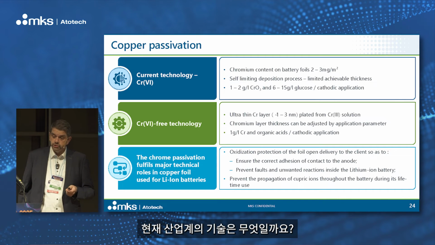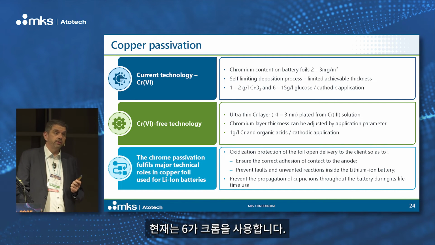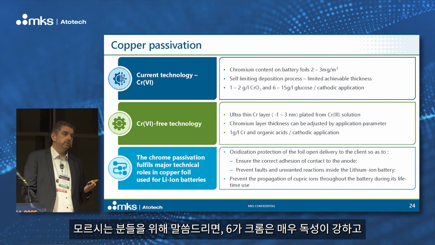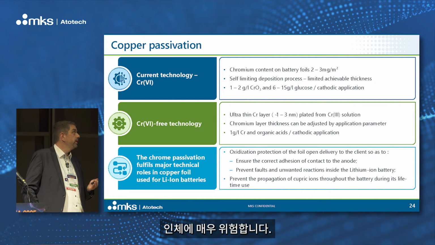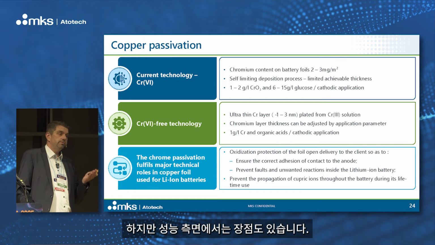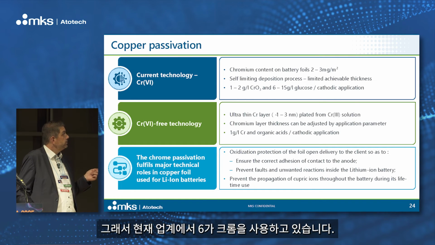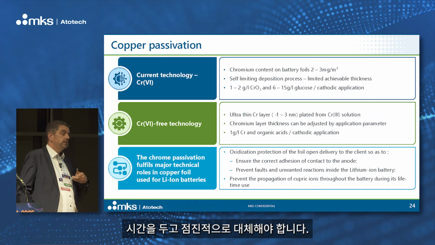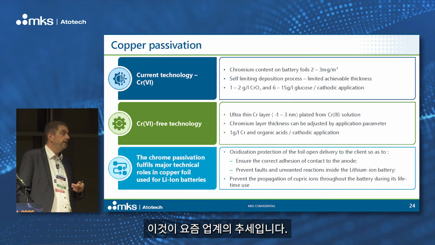What is the current technology using? Currently we use hexavalent chromium. For you who don't know, hexavalent chromium is very toxic. It's very dangerous for humans, but it's also offering nice properties. So at the moment the industry is using Chrome 6, but if you think about sustainability, we need to replace these toxic, these dangerous materials over time. So this is the trend.